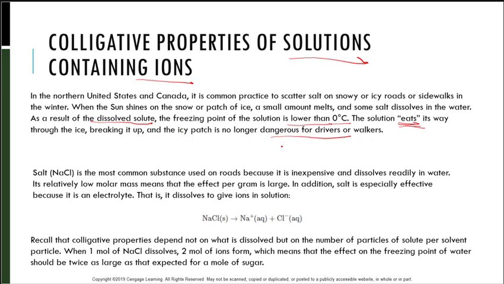for drivers or walkers. Salt, or sodium chloride, NaCl, is the most common substance used on roads because it's inexpensive and it dissolves readily in water. Its relatively low molar mass means that the effect per gram is large. In addition, salt is especially effective because it's an electrolyte. That is, it dissolves to give ions in solution. We start with our solid salt, and it dissolves into Na+ ions and Cl- ions.